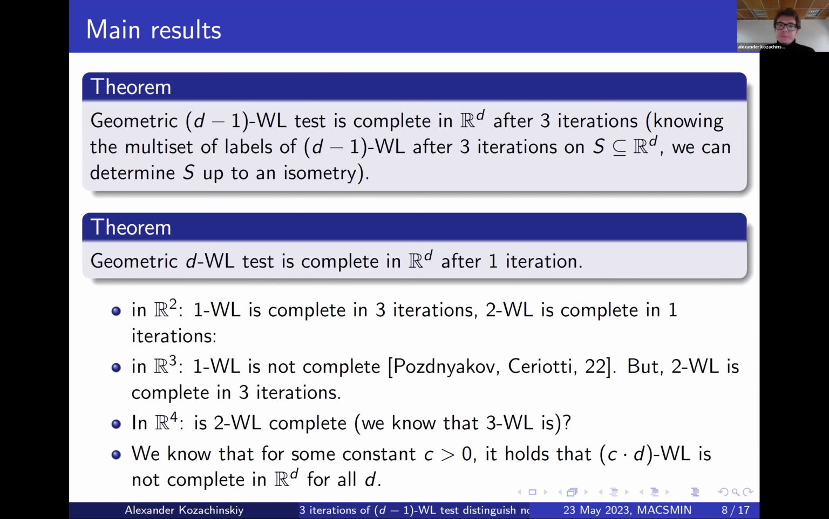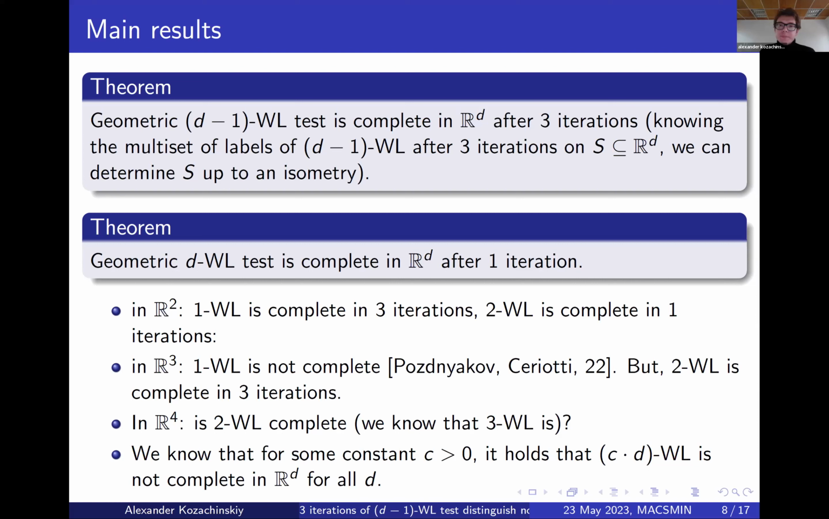First of all, we don't know whether 3 iterations is our upper bound. Maybe just 1 is enough. We actually don't know for the D-1 WL test. So what we know is if we look at specific dimensions, for example in R2, people didn't look too much at R2, but at least we can say that this 1WL geometric test is complete.